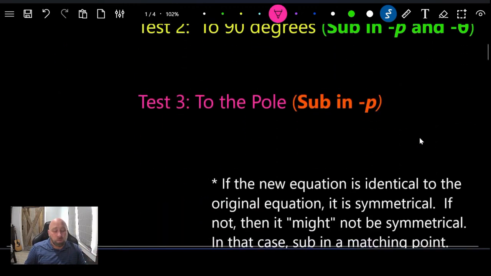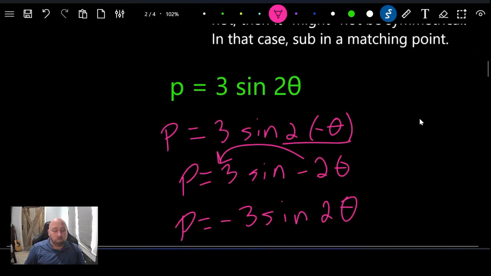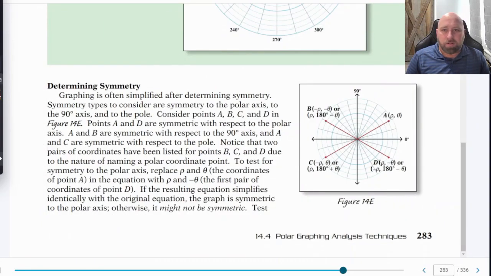So what do we do when we get a maybe? We come back here. It might be symmetrical, it might not. In that case, we need to sub in a matching point. Now, in order to do this, let's go ahead and jump back over here to the book. Let's look at something really quick. Let's look at this right here.